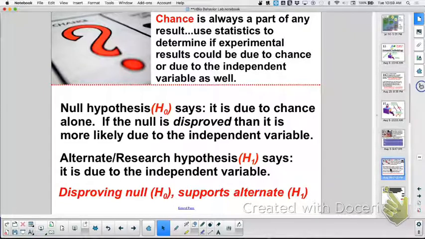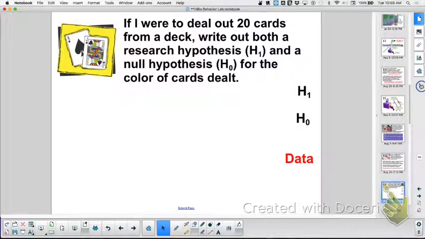Now, when we want to show that something is significant enough that it makes a difference, or whether it is just due to chance, let's do a little practice on how to go about doing that.